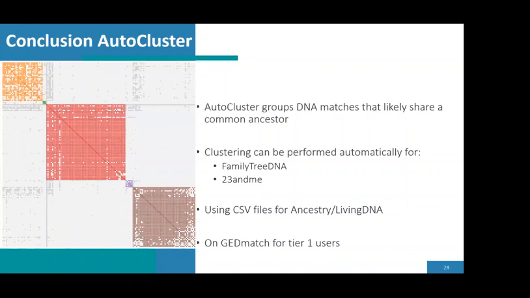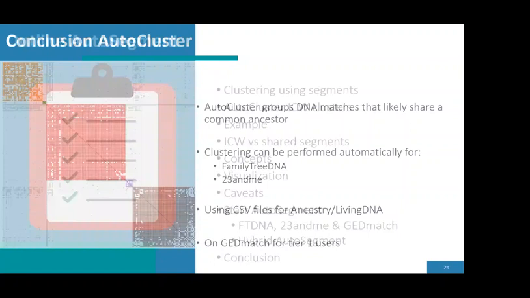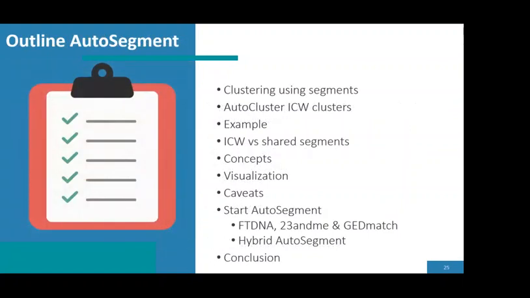The clustering can be performed automatically for 503 DNA and 23andMe, using CSV files for Ancestry or Living DNA matches. Last, it's also available for GEDmatch for Tier 1 users. Let's continue to the AutoSegment presentation.